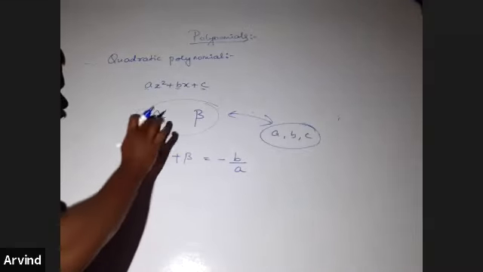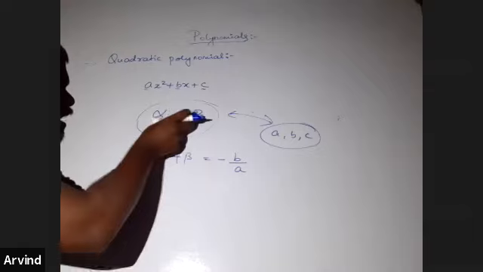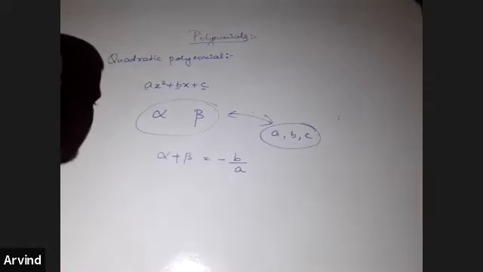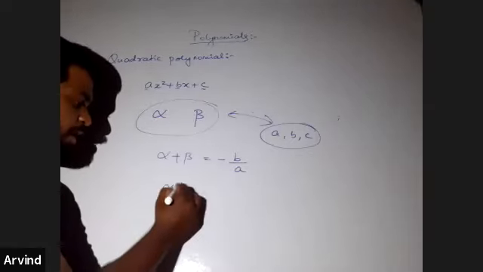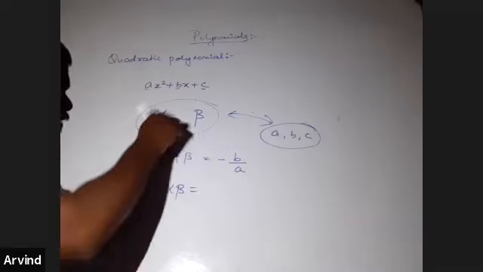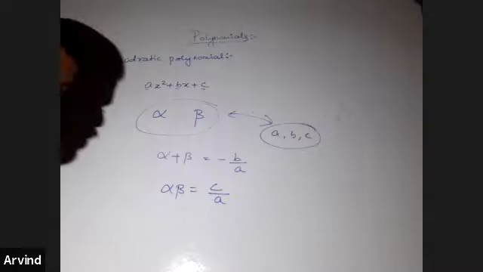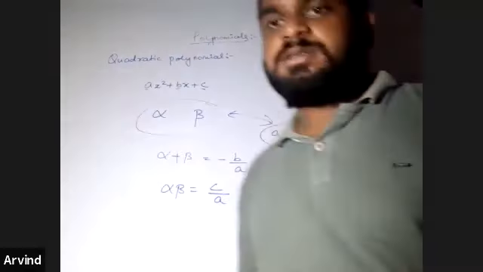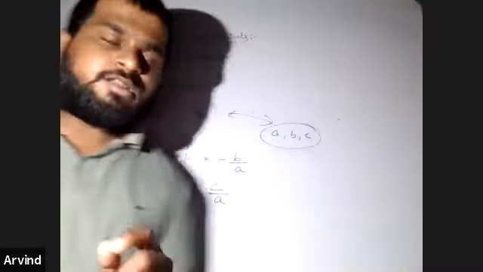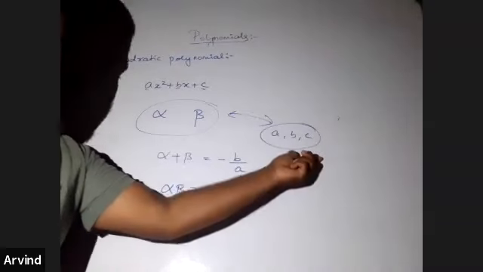This has two zeros. One I call alpha, and I have taken the other one as beta. If I add these two, it will be equal to what? Minus b by a. If I multiply alpha and beta, it will be equal to positive c by a. So in your exams, they will definitely ask you this relationship between zeros and the coefficients.